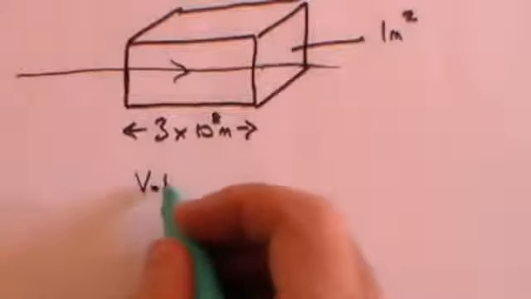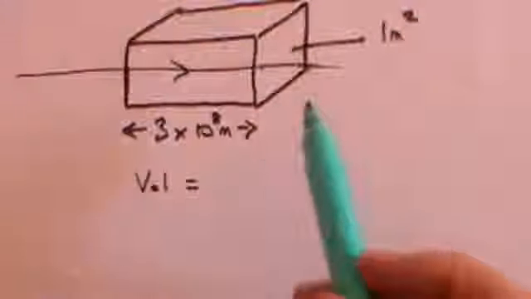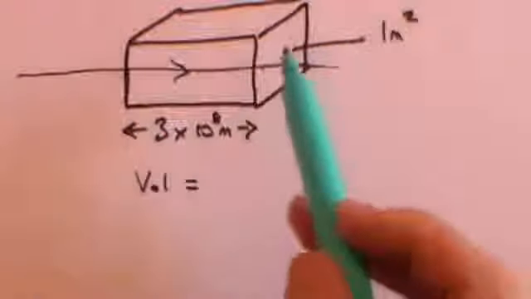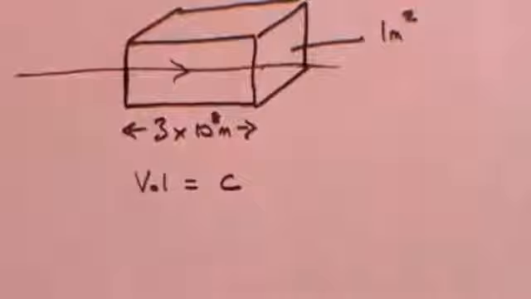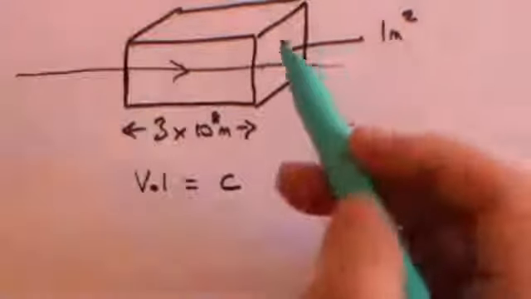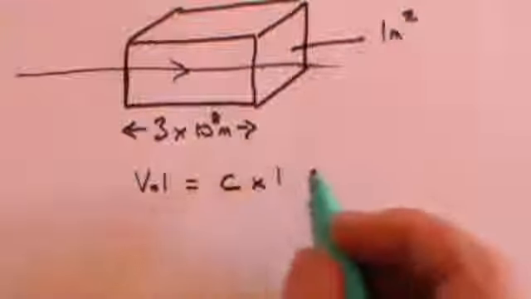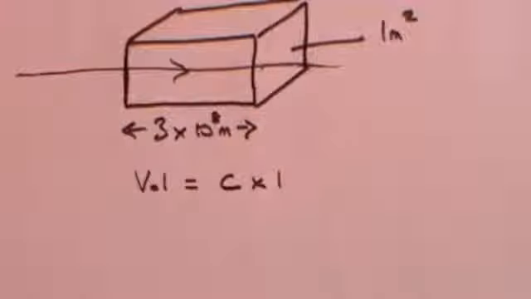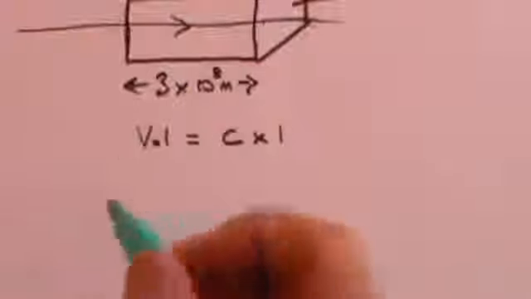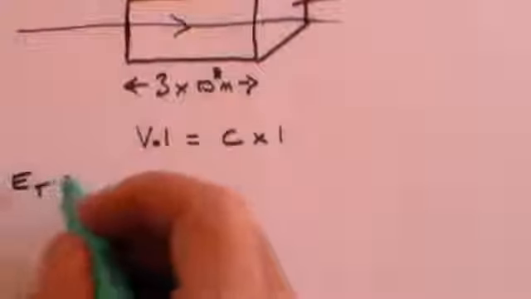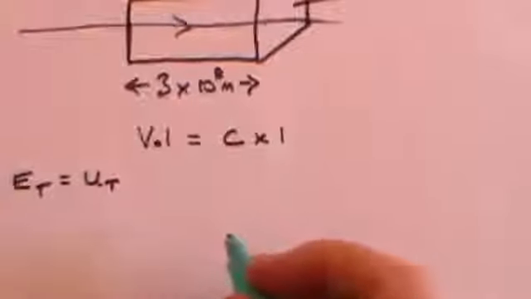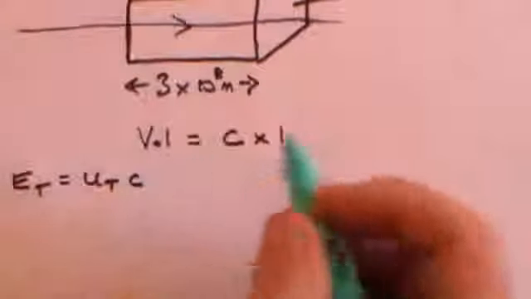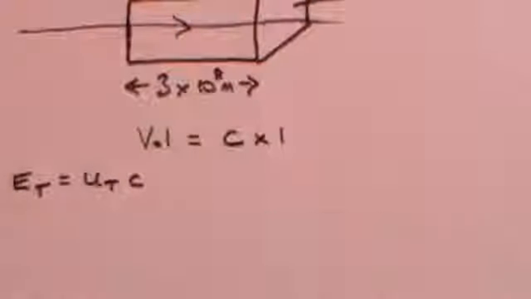What's the volume of the box? Well, the volume of the box is simply the length times the cross-sectional area. The length we can call c, 3 times 10 to the 8th metres, and the area is 1, so the volume of the box is simply c metres cubed. So the total energy in the box is going to be the energy per unit volume multiplied by the volume, which we just established was c.